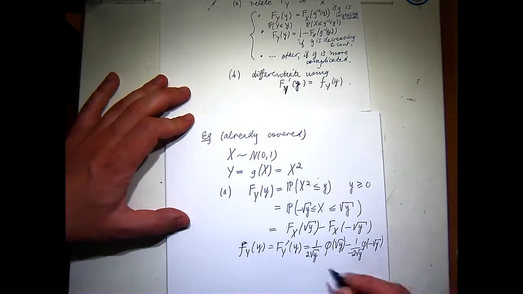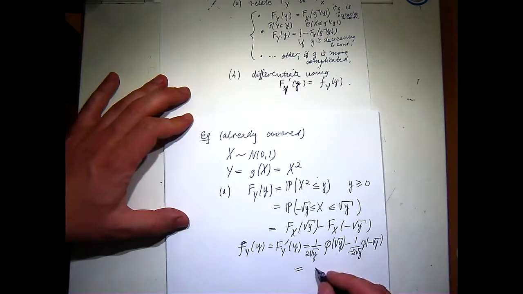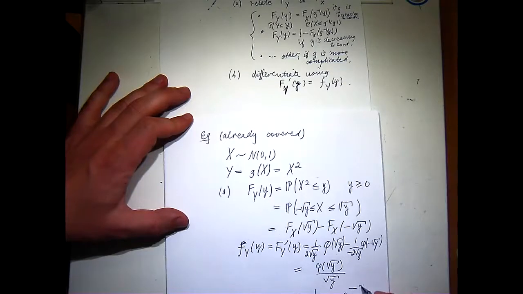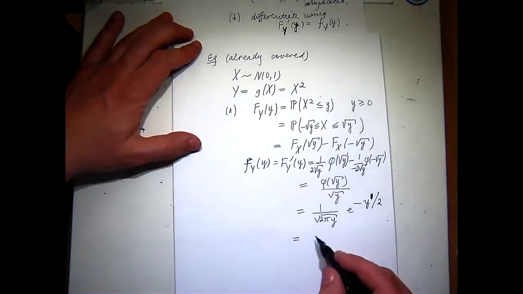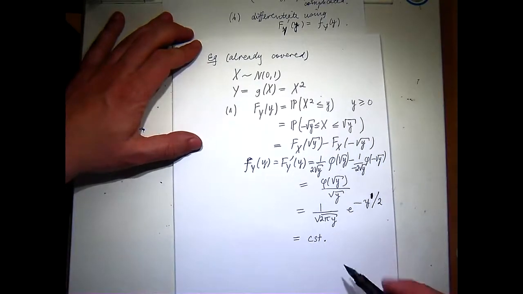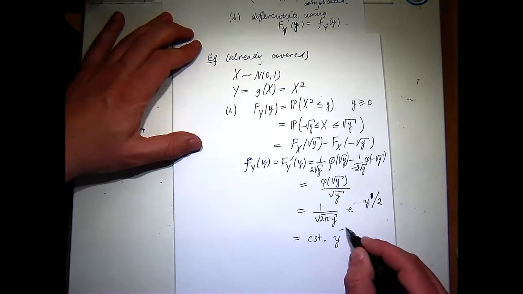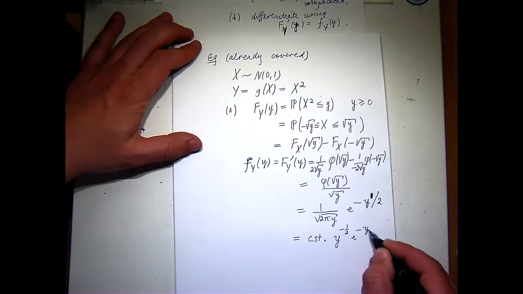Now, luckily, phi is an even function, so this all cleans up very nicely to equal phi of square root y divided by square root y, and I can even say explicitly 1 over square root 2 pi y, e to the minus x squared over 2, which is e to the minus y, square root y squared divided by 2. So that's the nice formula. And so much so, we recognize that as equal to a constant times, I didn't care what the constant was, y to the power minus a half, e to the minus y divided by 2.